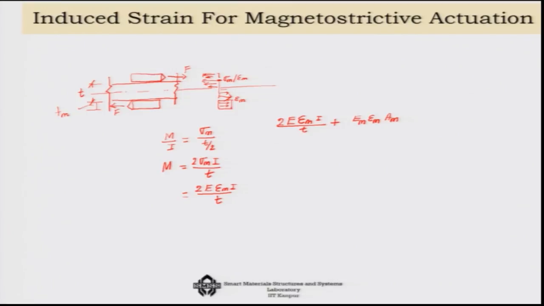So, this is the force, and then what is the moment arm for this? Here it is not negligible, this distance which we have neglected for the other case. So, this moment arm will be T plus T m. So, it will be T plus T m, and that equals the other side also, if we consider that the force is generated by the free strain lambda, then we can also write this as lambda E m A m times T plus T m.